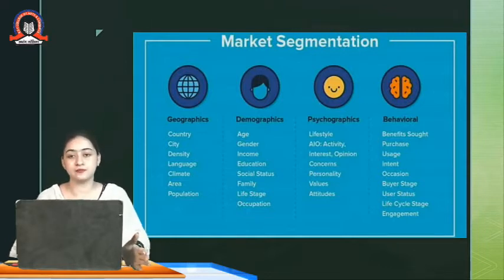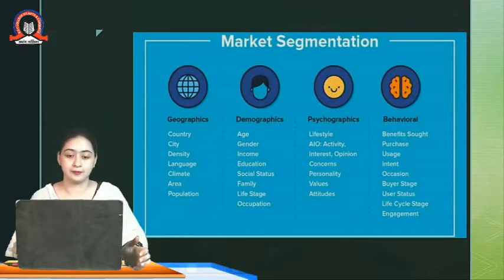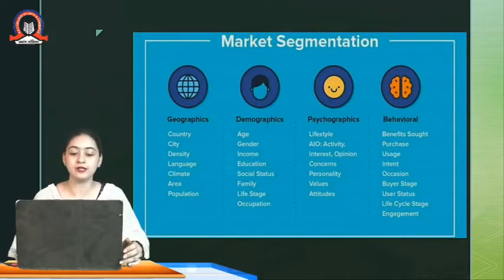So these matters affect. Then we have lastly behavioral. Here the benefits sought, purchase, usage, intent, all these things matter. How a consumer is responding to our product comes under the behavioral parameter.